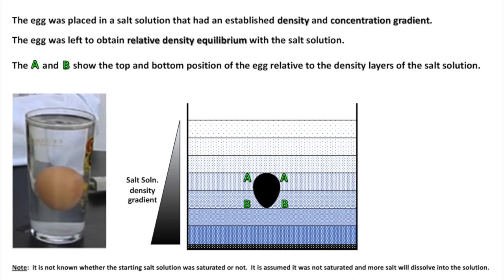The egg was placed in a salt solution that had an established density and concentration gradient. The egg was left to obtain relative density equilibrium with the salt solution. The A and B show the top and bottom position of the egg relative to the density layers of the salt solution. Note: it is not known whether the starting salt solution was saturated or not.